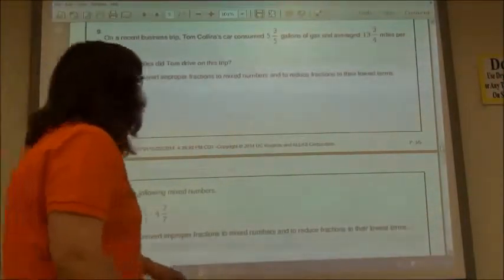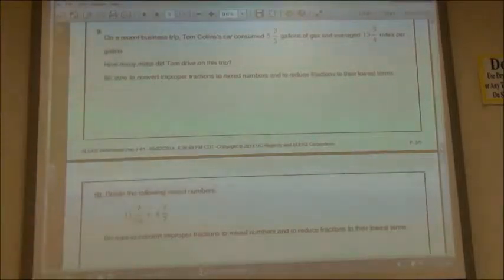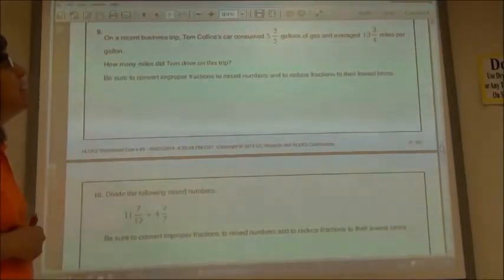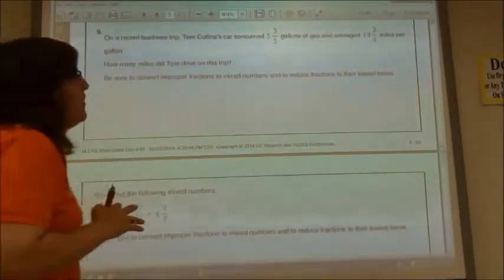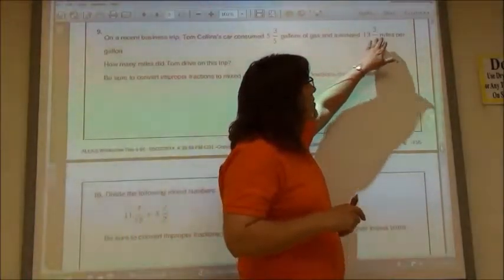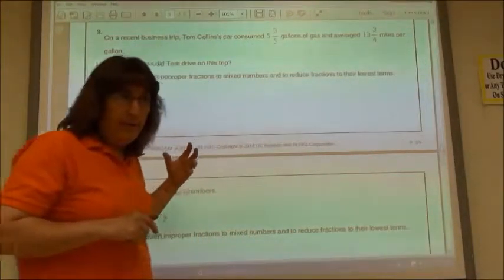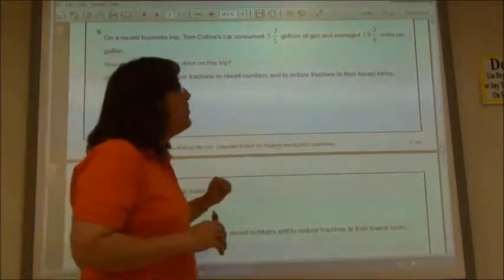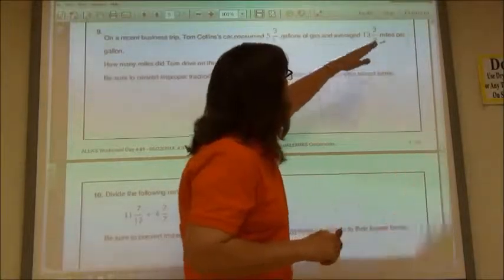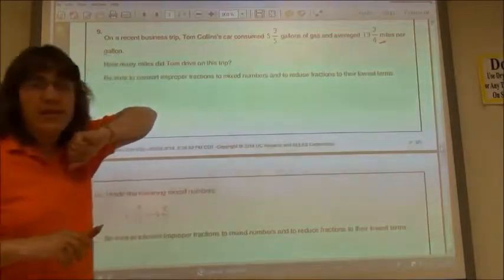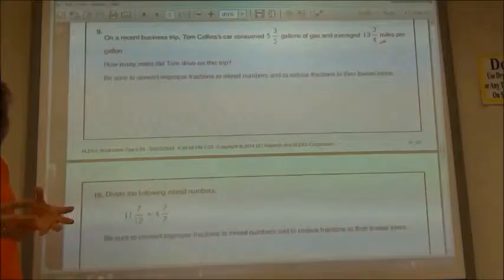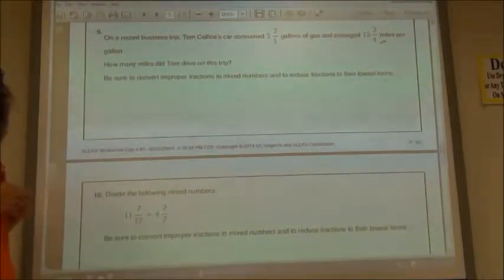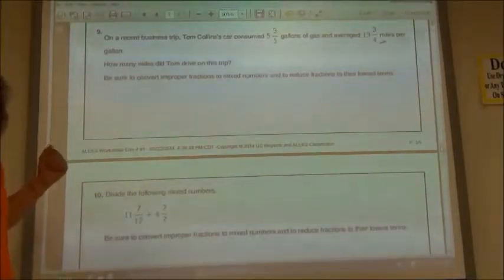All right, problem number 9 here. Tom Collins' car consumed 5 3/5 gallons of gas and averaged 13 3/4 miles per gallon. How many miles did Tom drive on this trip? So if we think about it, if I average 13 3/4 miles per gallon and I use 5 3/5 gallons of gas, I have to multiply my miles per gallon times the number of gallons that I used, right? If I got 5 miles per gallon and I used 5 gallons of gas, 5 times 5, I went 25 miles.